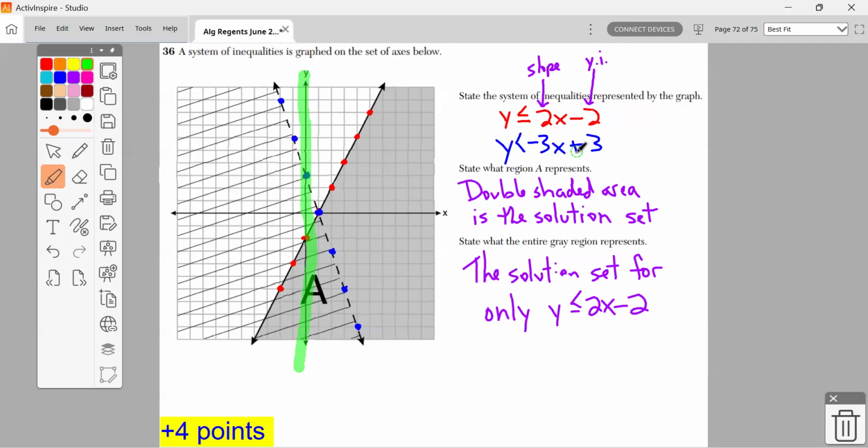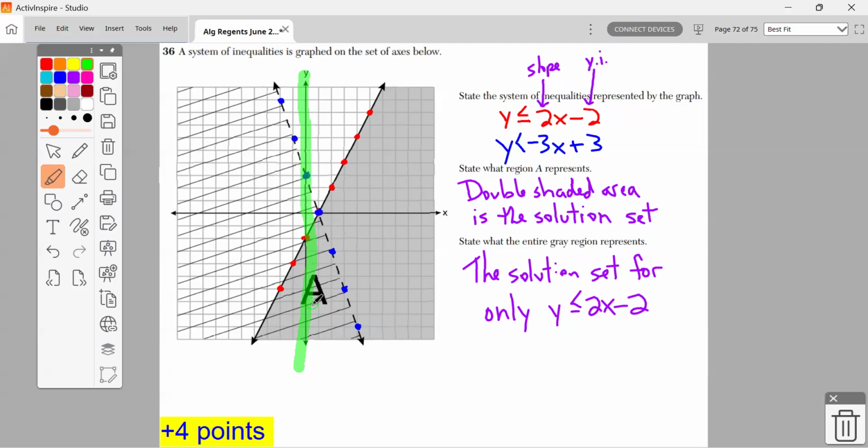That's hard. What does region A represent? Region A is this double shaded area. Normally they label it with S. Why they chose A, I don't know. But the double shaded area is the solution set of the system.